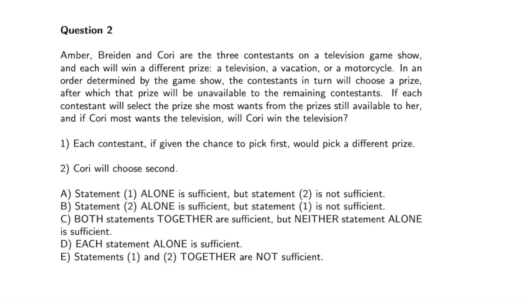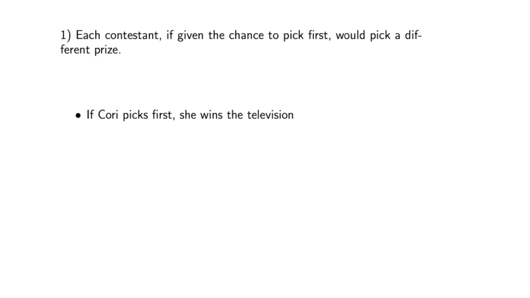So in this question, without knowing in what order the contestants will select their prizes, we want to know if Corey is guaranteed to win the television, the prize she wants most. And if we look at statement 1, we learn that each contestant would pick a different prize if they had the first choice. And so, of course, if Corey picks first, she'll certainly pick the television.